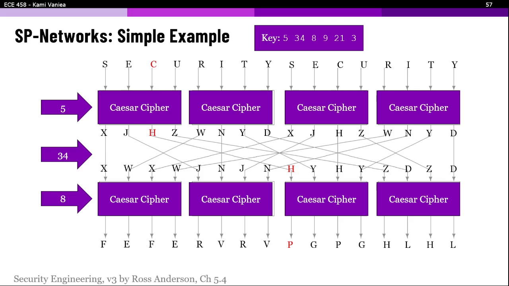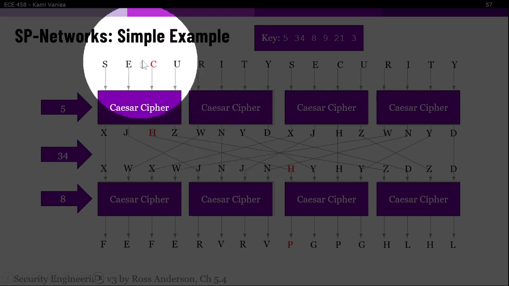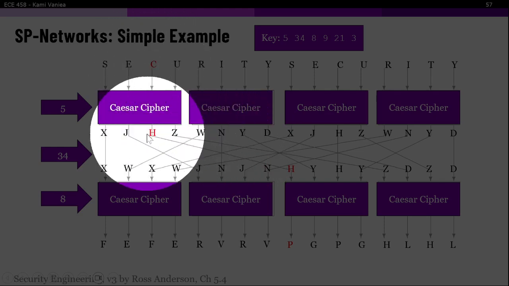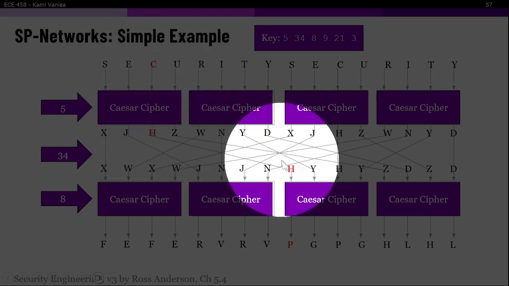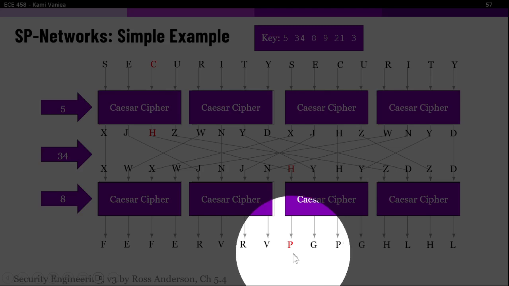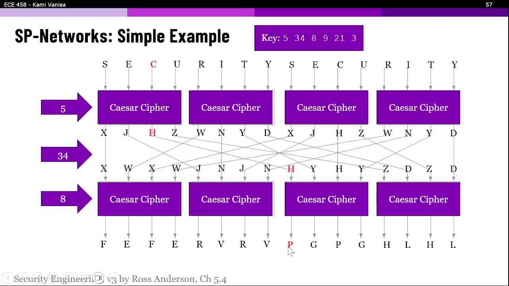It's showing up terribly on the screen, but I've now colored a couple letters red. So I think I picked C up here. So if you take C here, C is going to come out as H. H is going to come over here, go in as H, and come out as P. So my information diffusion here is terrible, other than its positionality.